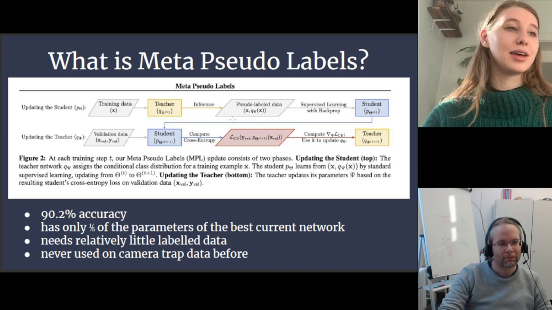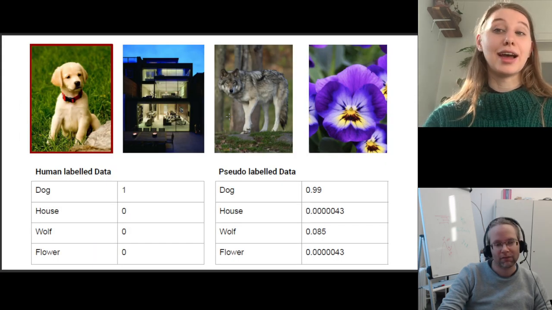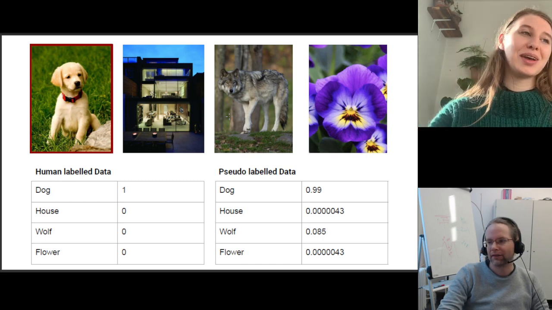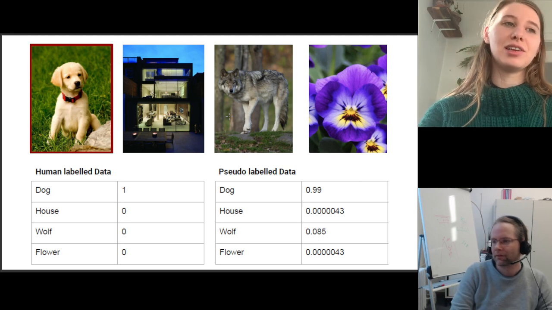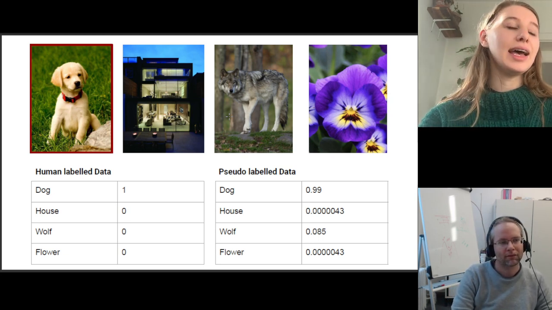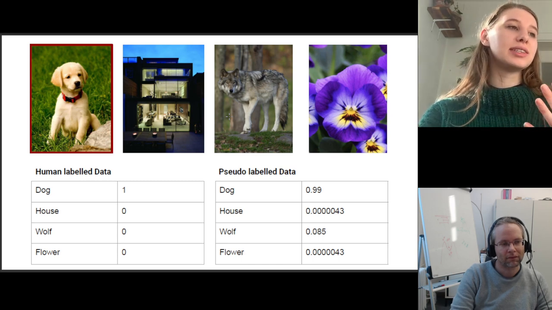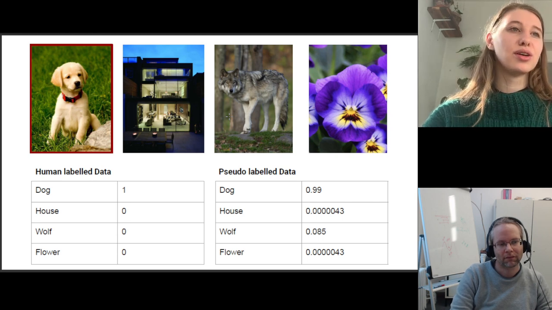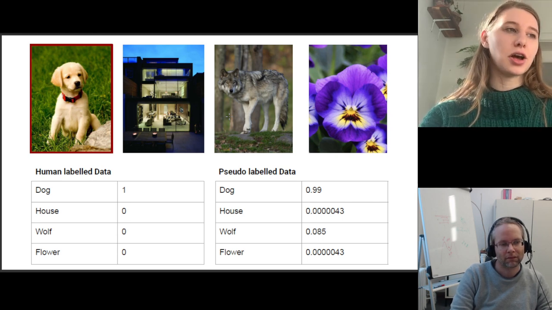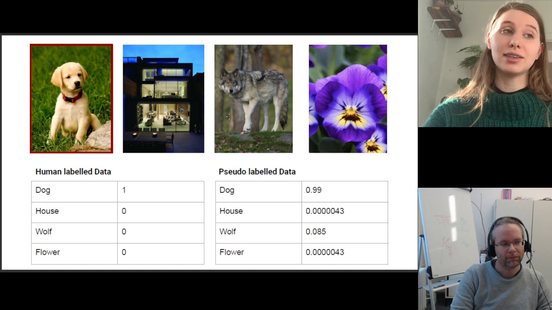There I made another slide. Next slide, please. I don't see it yet, but I'm just going to start talking. For example, we have this image of a little dog. On the bottom left you can see human-labeled data. If I were to say what is on this image, I would say 100% it's a dog. I'm fully certain, and it's not at all a house or a wolf. Any other options are 100% wrong, and this one option is 100% right.